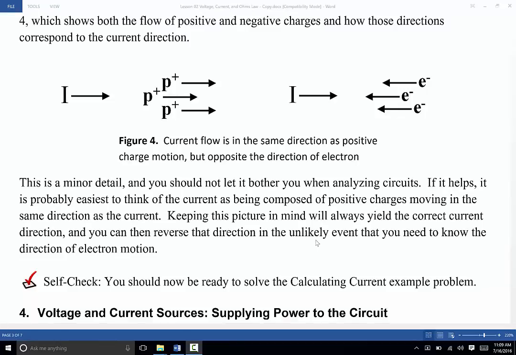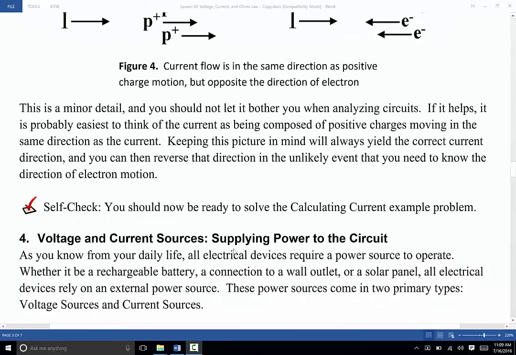Usually, when I'm thinking about current, I think about positive charges flowing in the same direction as the current. Yes, I know that that's really not the case, but I do think about it in that way. And keeping that picture in mind will make your life a lot easier. It will reduce your stress level. It'll make it so that you can handle the problems without one more thing to worry about.